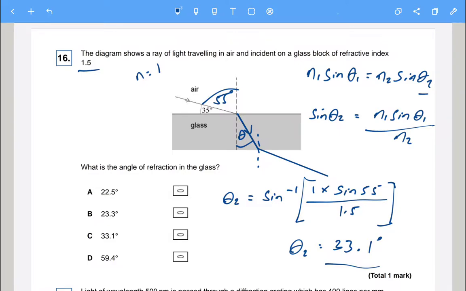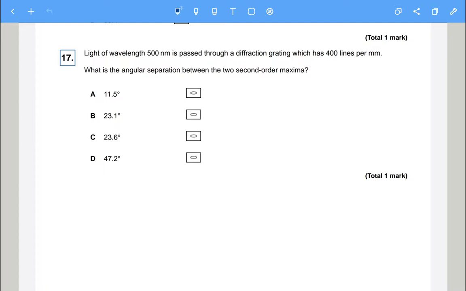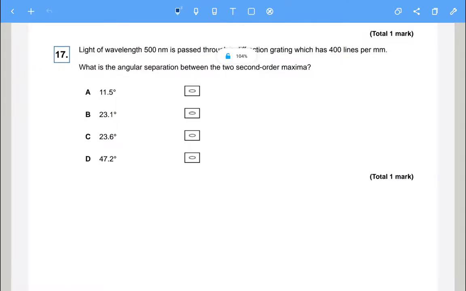Let's move on then. Now the wording on this one's a bit strange, so let's see what we've got. So we've got wavelength, we've got 400 lines per millimetre, so we've done a few of these now. So we should know that we need to find the distance d. And this is, what is the angle of separation between the two second order maxima.